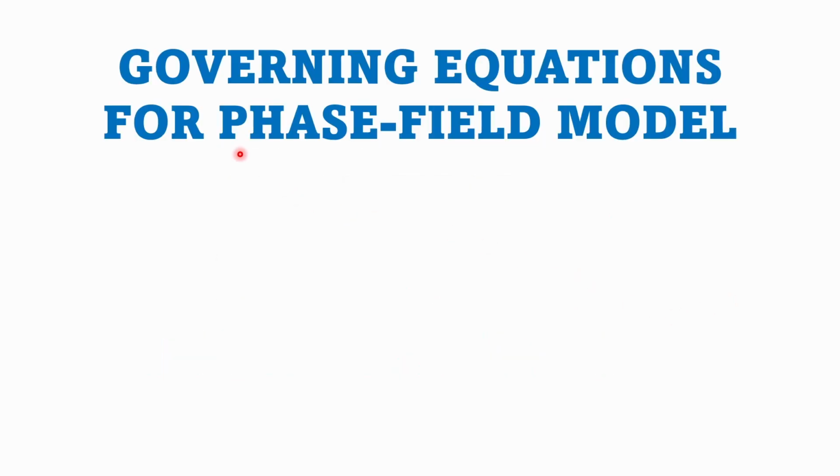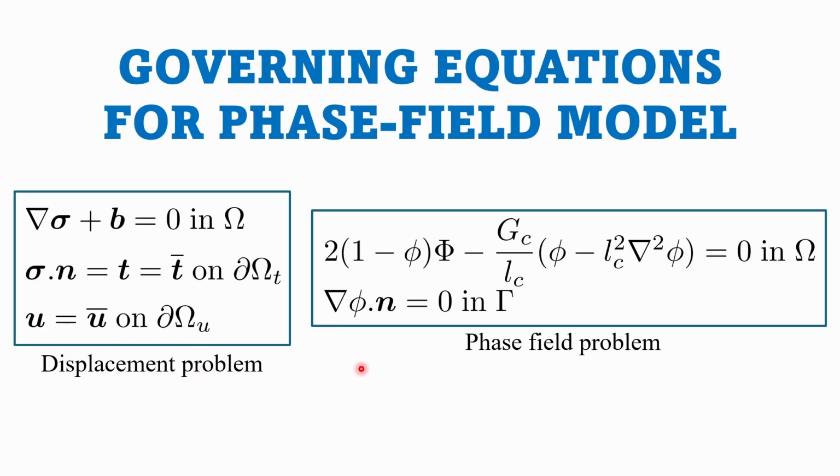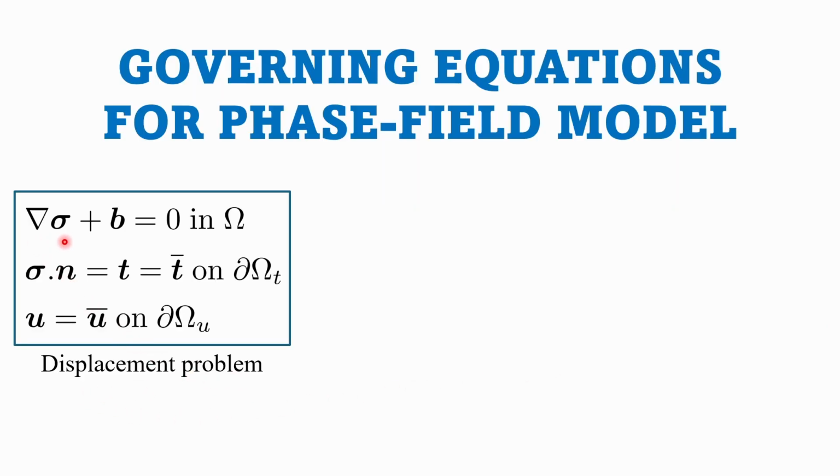So to recap, we had learned about the governing equations for the phase field model. We had a displacement problem and a phase field problem, right? For the displacement problem, we had the equilibrium equation with zero acceleration, so it's a static problem. It's nabla sigma plus the body force equals 0 in the domain omega, subjected to Cauchy's stress equation, sigma dot n cap equals the specified traction on the traction boundary, and a specified displacement on the displacement boundary.